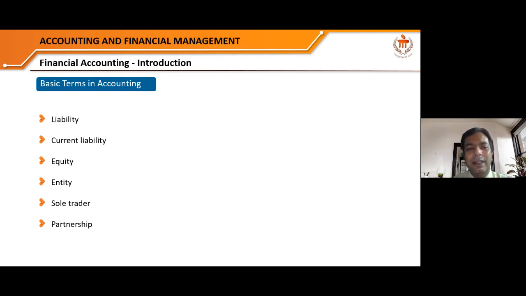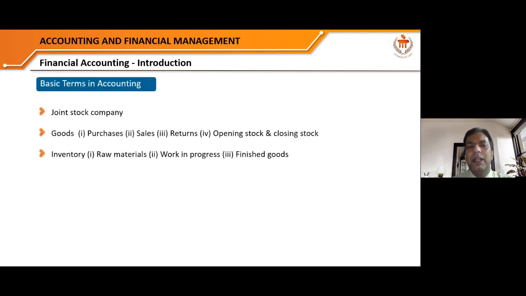and next we have a joint stock company. So when the shares of the company are actually issued to others, we call it a joint stock company, right? So when you have several shareholders, we call it a joint stock company.